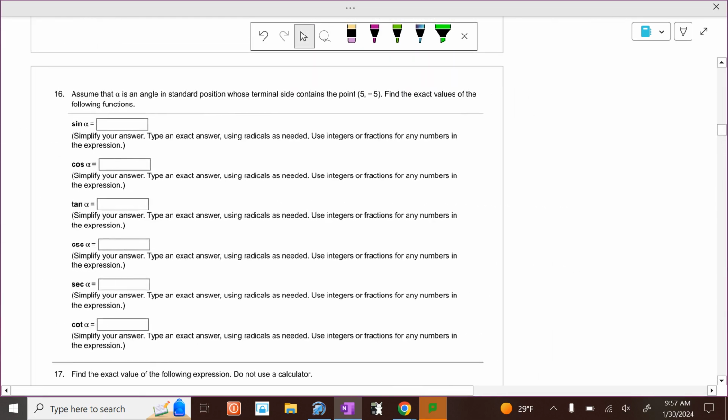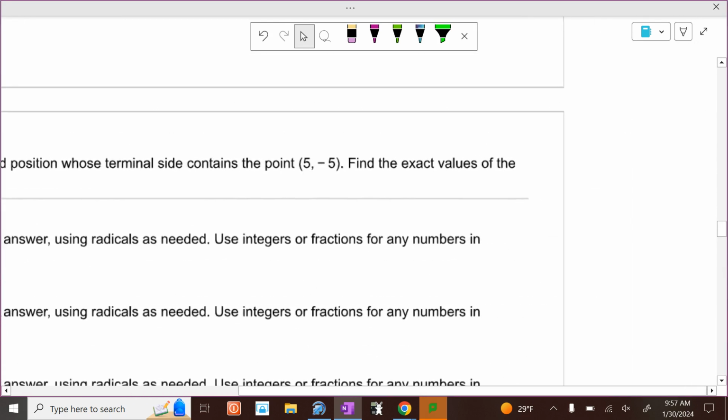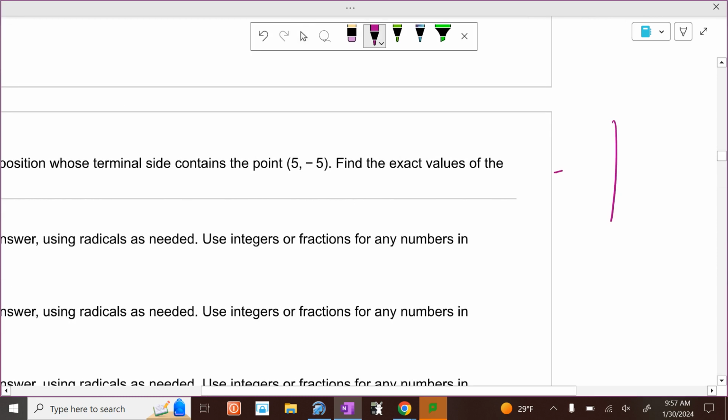Now we get into the second half of the chapter, where we're dealing with trig and the trig functions, the sine of A. When we're at 5, -5, what quadrant am I in? Where's 5, -5? 1, 2, 3, or 4? 5, -5 is not quadrant 2. It's 4. 5, -5 is right down there. So I'm in quadrant 4.